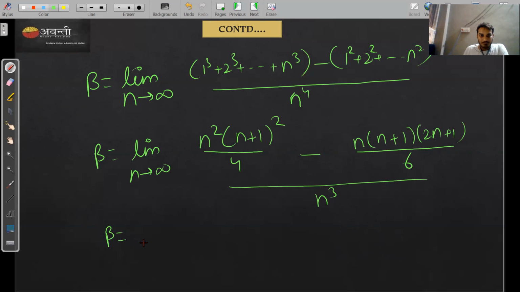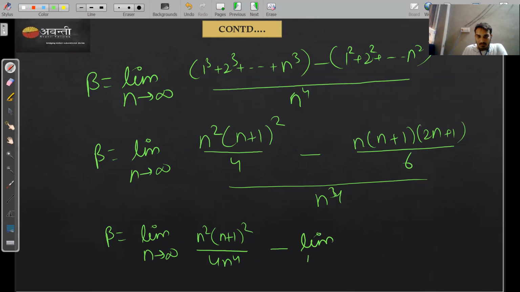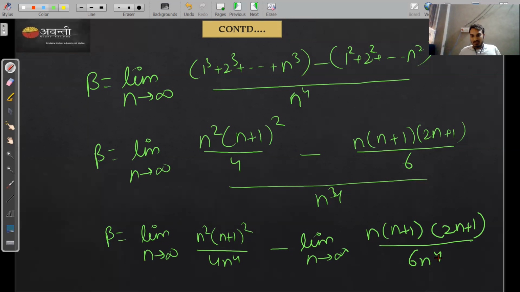So beta is limit n tends to infinity, n square, n plus 1 whole square by 4n raised to the power 4, minus limit n tends to infinity, n plus 1, 2n plus 1 by 6n raised to the power 4. Just now we saw with the n cube, the similar term, one n is left in the denominator, and after putting n to infinity, this limit will be 0. Yes or no? Yes, right?